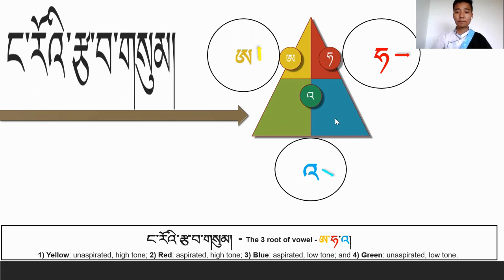this primary shape. I give here a primary shape with different colors and the three root vowels. Here the yellow one is a high tone. The red one is a medium tone, and the green and blue one is a lower tone.